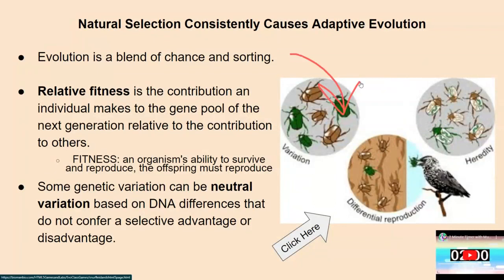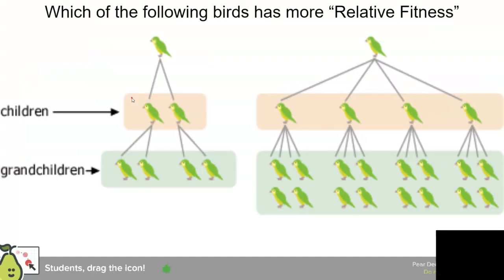If you'd like to, you can click on this image and it will lead you to a simulation where you get to design your own creature with its own natural adaptations and see whether you have relative fitness or not. Remember, relative fitness: your goal is to reproduce, not just to survive. So let's look at these two birds.